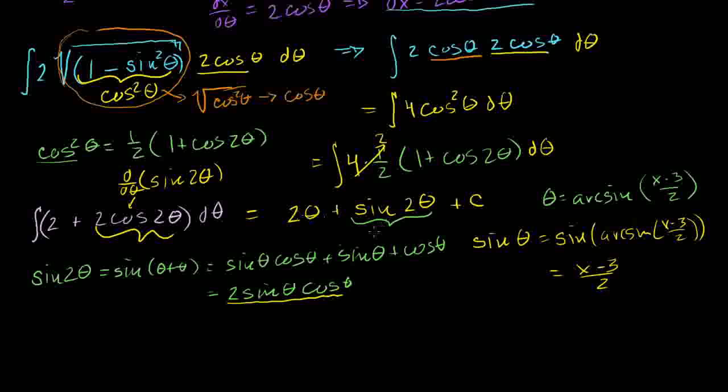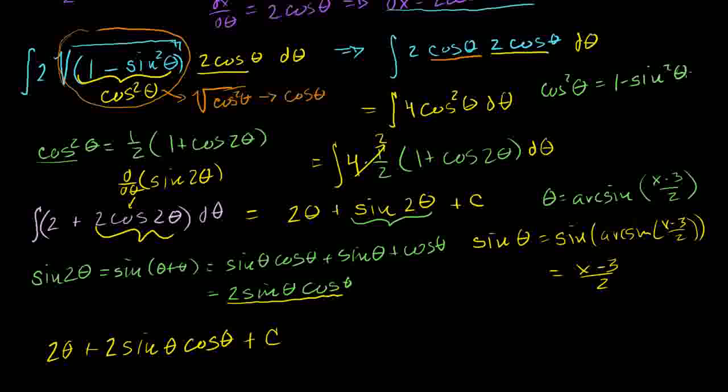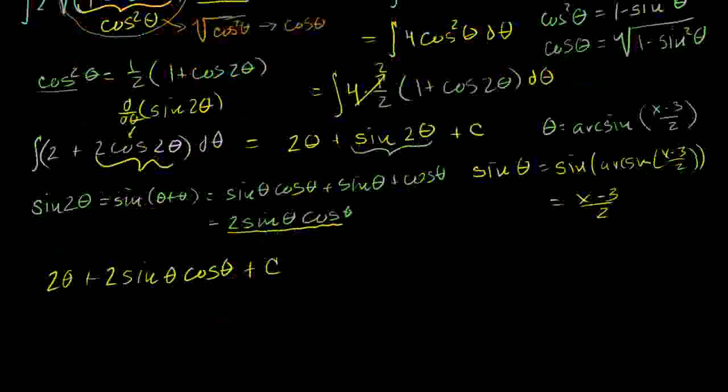So our indefinite integral in terms of θ, or our antiderivative, became 2θ plus, instead of sine of 2θ, we could write 2 sine of θ cosine of θ, and then of course we have a plus c. Now I want to write everything in terms of sine of θ, but I have a cosine of θ there. So what can we do? Well, we know that cosine squared of θ is equal to 1 minus sine squared of θ, or that cosine of θ is equal to the square root of 1 minus sine squared of θ. Which seems like we're adding complexity to it, but the neat thing is it's in terms of sine of θ. So let's make the substitution.